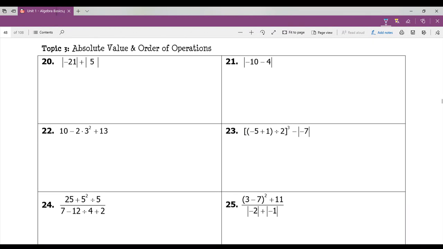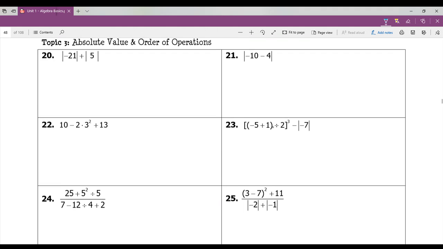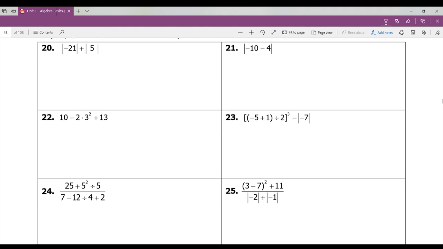Alright. Let's do some absolute value and order of operations. Okay? So anytime you have absolute value, all it does is turn your answer positive when you get done. So absolute value of negative 21 is 21. Absolute value of 5 is 5. You add the 2 together, you get 26. There you go.